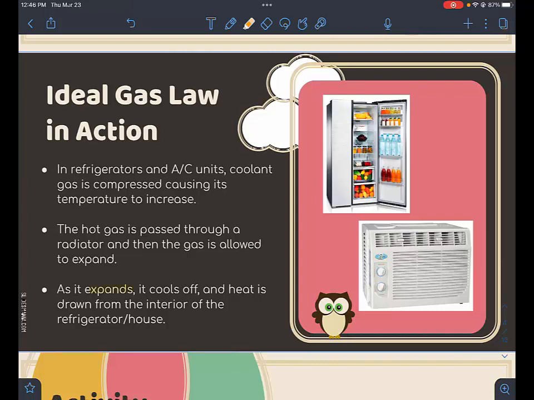As the gas expands, it cools off, okay? So as temperature decreases, volume is increasing, and that heat that it uses to expand is from the interior of the refrigerator or the house, and therefore the temperature decreases.